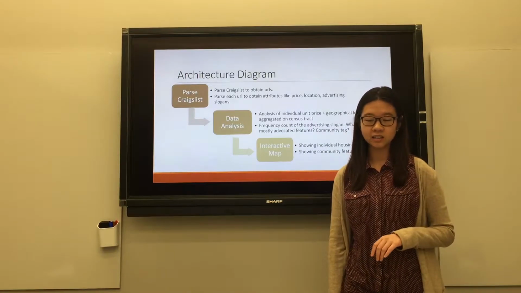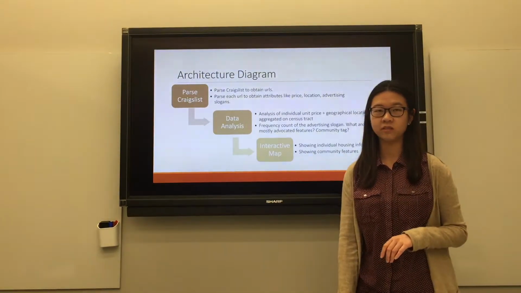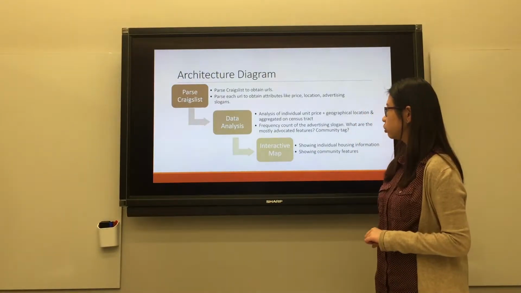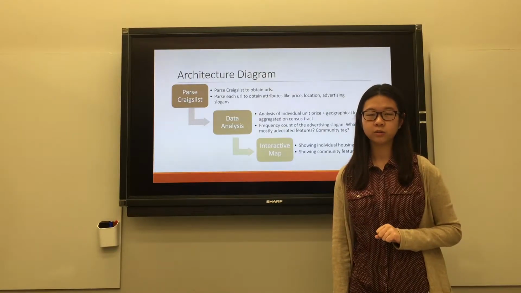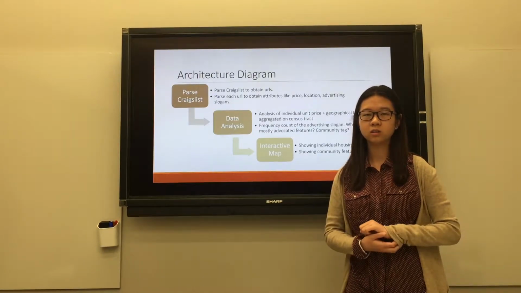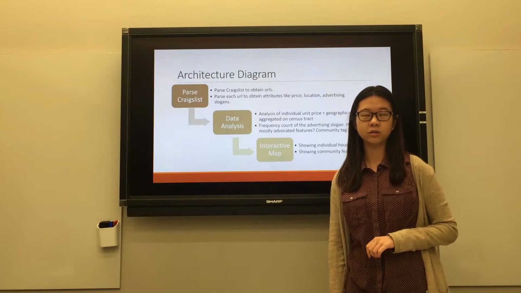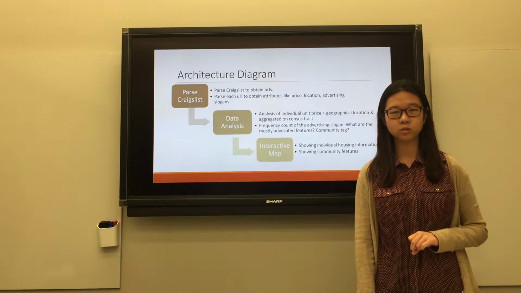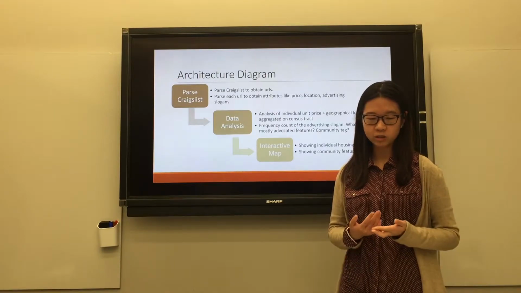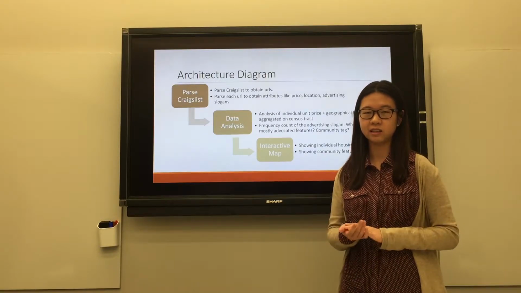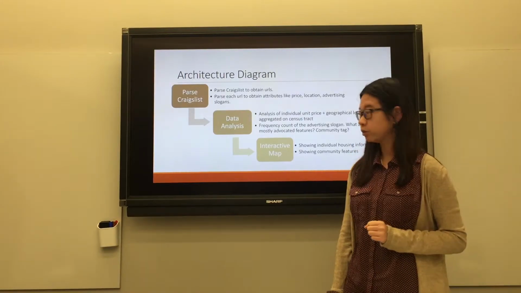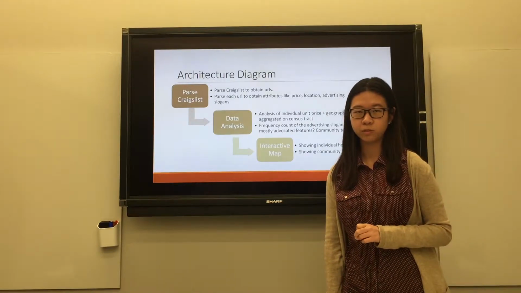So in terms of data analysis, we want to do analysis of individual level data and aggregate level data on census tract. We also want to do a frequency count, like a word cloud, for those advertising slogans. So we want to say what is the most commonly used keyword for these sellers to advocate for their units. In terms of the keywords, we're thinking about public transit and other amenities. Lastly, we want to do the interactive map to show the individual location and also the community features.